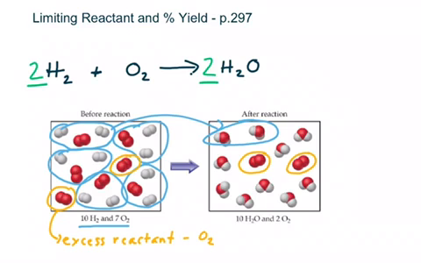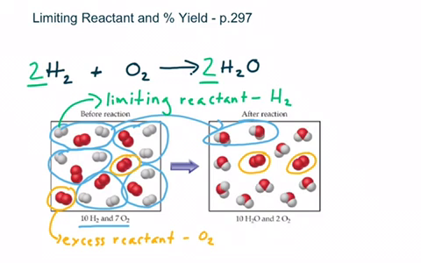So that's what we're going to see, is that the name of the other reactant will be the limiting reactant. And in this case, that will be hydrogen. And so again, just to emphasize, the limiting reactant is the reactant that limits the amount of product that can be produced. And it also limits the amount of the other reactant that can be used in forming the product.